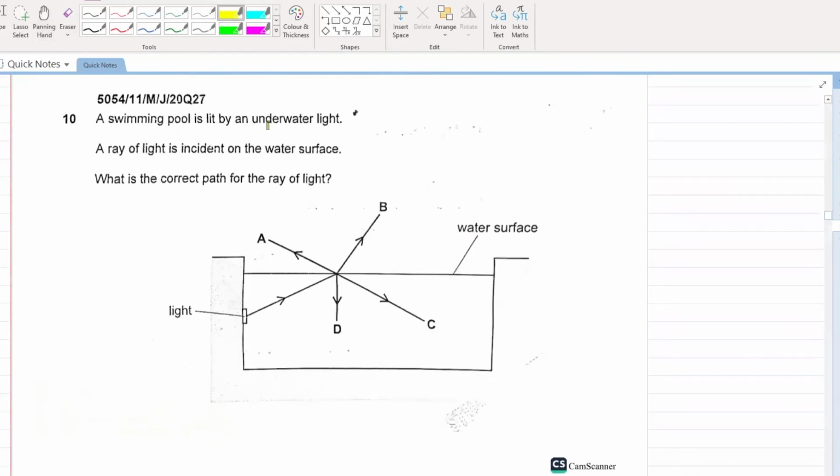A swimming pool is lit by an underwater light. A ray of light is incident on the water surface. What is the correct path for the ray of light? So if you want to light up this area, what will you ideally want? You will want the light to strike the surface and to get reflected inside so that the light remains inside. The pool gets lit. So C is your option.